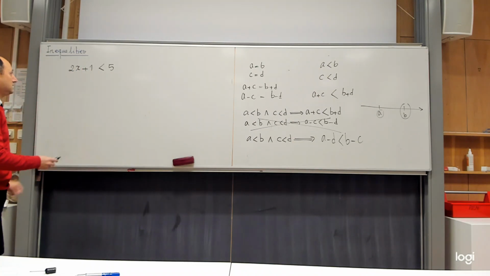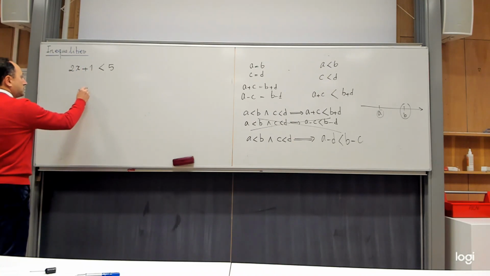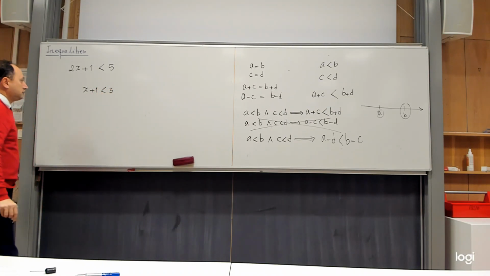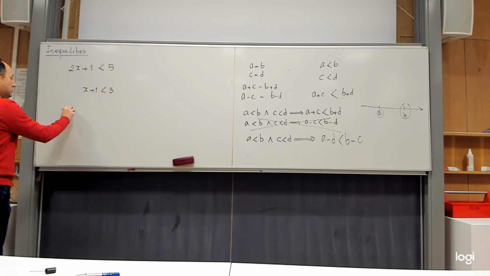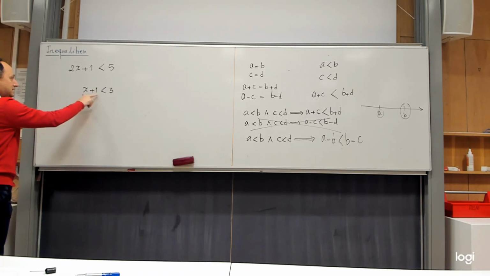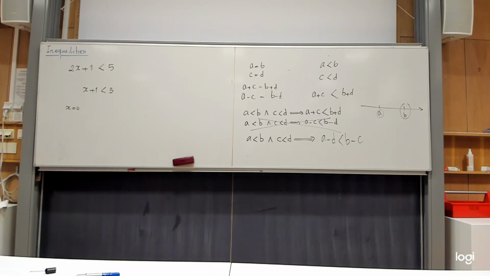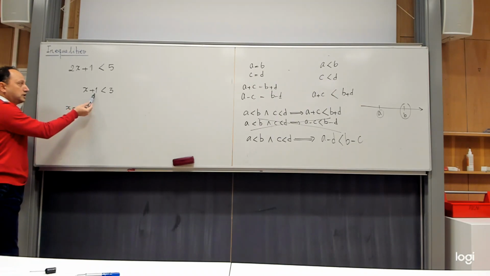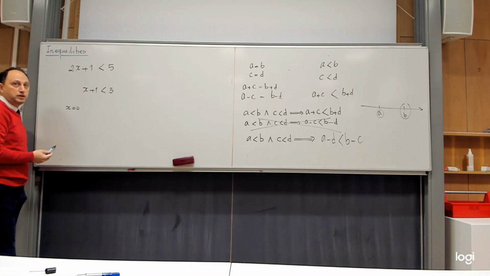For example, let me make it a little bit simpler. So x plus 1 less than 3. For example, do you think x equals 0 is one possible answer for this inequality? Yes. Why? Because if I replace x with 0, 0 plus 1 is 1, which is indeed less than 3. So this is one possible solution.